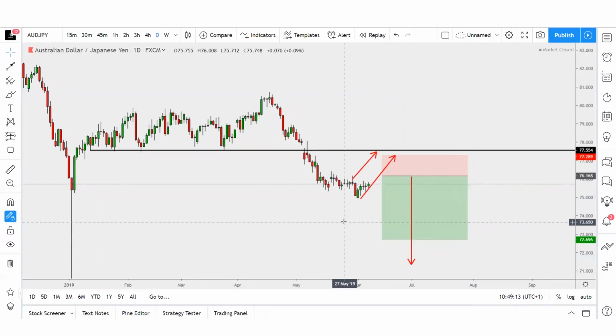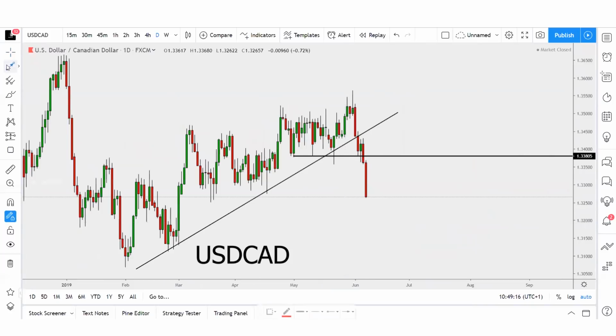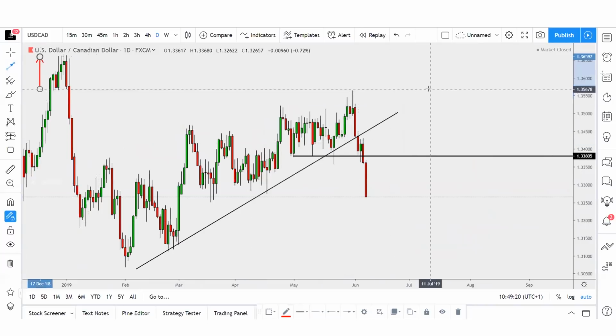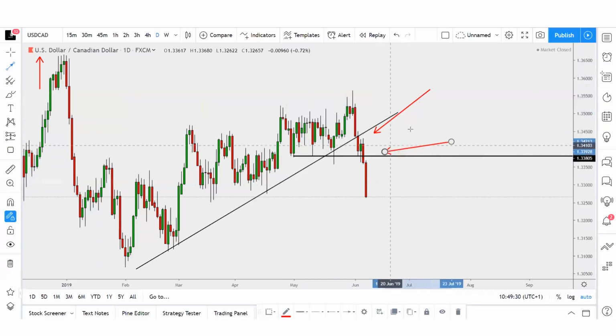The next pair that we'll take a look at is USDCAD. Now, we can clearly see the dollar weakness again here. We can see that the Canadian dollar has now taken over this market. We did have a strong push to the upside for a very, very long period of time, but we can clearly see that the opposing currency is not messing about.